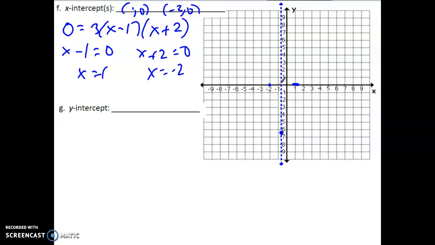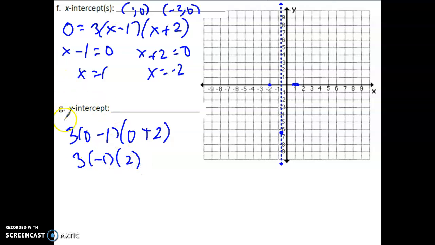Do you remember how we found the y-intercept? We plug 0 in for all the x's. And we can probably do this one without our calculator as well. 0 minus 1 is negative 1. 0 plus 2 is 2. 3 times negative 1 is negative 3. Times 2 is negative 6. So my y-intercept is at the point (0, -6), which is here.